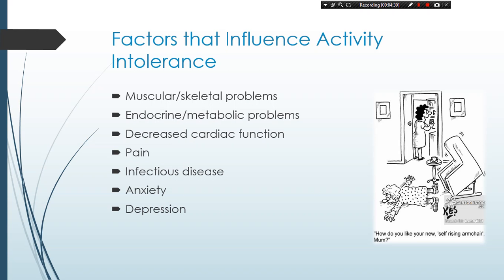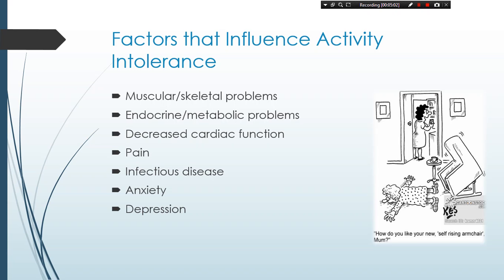Factors that might influence activity tolerance are listed on this slide. For example, does a patient suffer from arthritis? How about hypothyroidism? Those patients have a low metabolism rate. They may not want to get out of bed. Patients with decreased cardiac function may have advanced heart failure, and their heart may not compensate for that increased activity. What about pain, whether it's acute or chronic? That may limit activity.